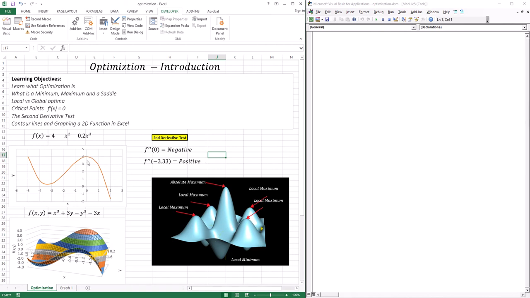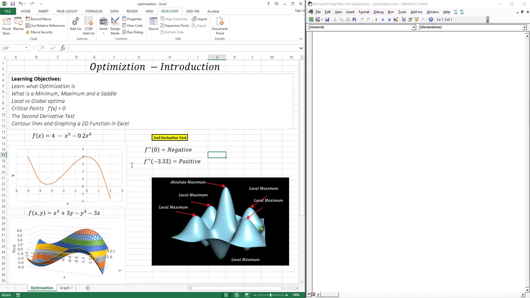Now let's look at the maximum. The maximum, we go from positive derivative, positive slope, and we reach a zero, then negative, negative, negative. So you can see there's a negative rate of change for the slope. We go from positives to zero to negatives. And that's why a maximum has a second derivative that is negative. So that is what is called the second derivative test. The second derivative test distinguishes whether I have a minimum or a maximum.